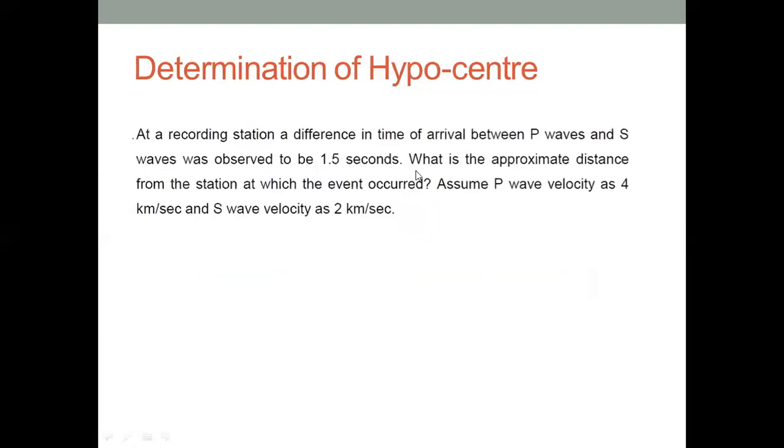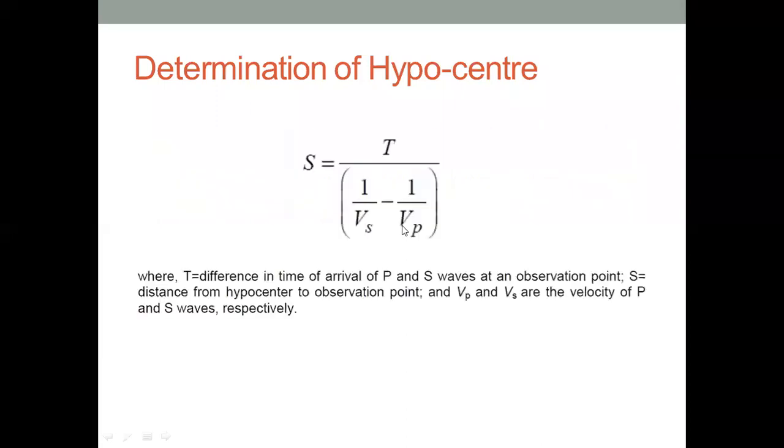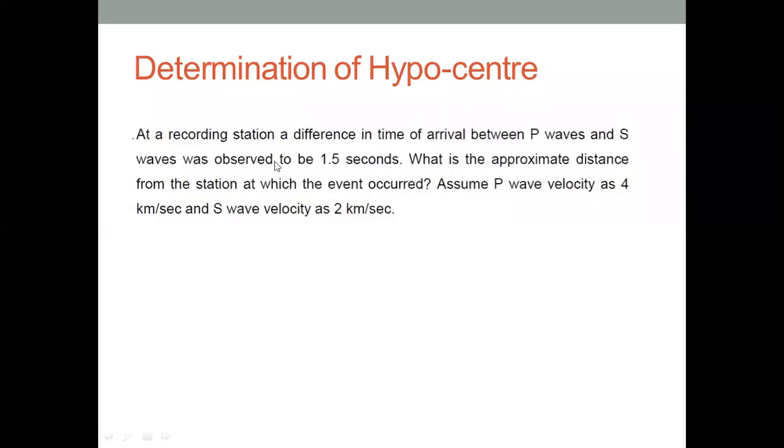At the recording station, a difference in time of arrival between P waves and S waves was observed to be 1.5 seconds. What is the approximate distance from the station at which the event occurred? That is the hypocentral distance we need to find out. Assume P wave velocity as 4 km per second and S wave velocity as 2 km per second. You directly substitute in that so that we can get the value of S.